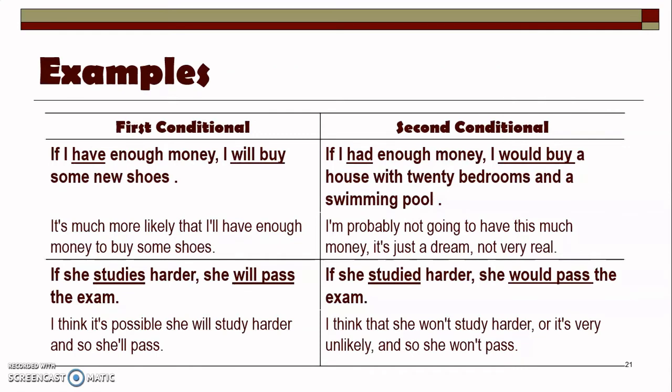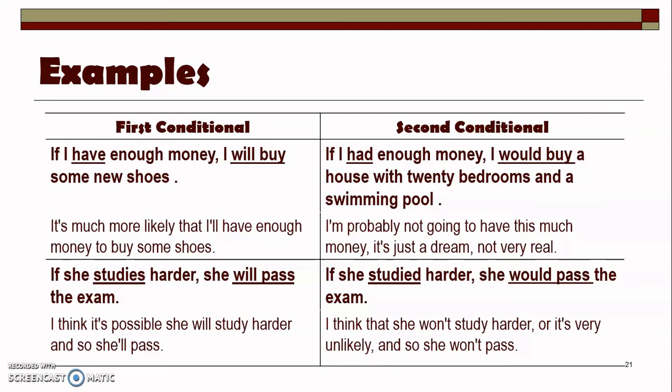If I have enough money, I'll buy some new shoes. The meaning of this sentence is that it is much more likely that I will have enough money to buy some shoes. When changing this sentence to second conditional, the meaning again changes. If I had enough money, I would buy a house with 20 bedrooms and a swimming pool. So I'm probably not going to have this much money. It's just kind of a dream, not very real.